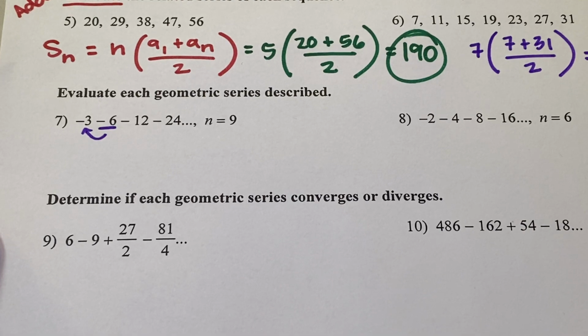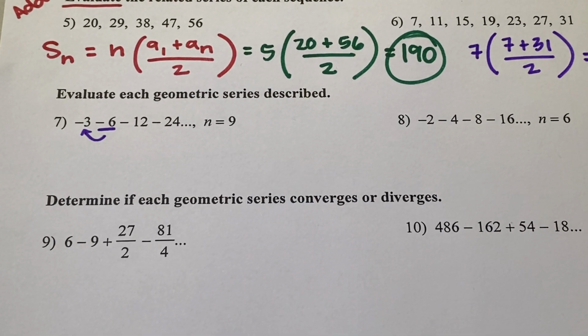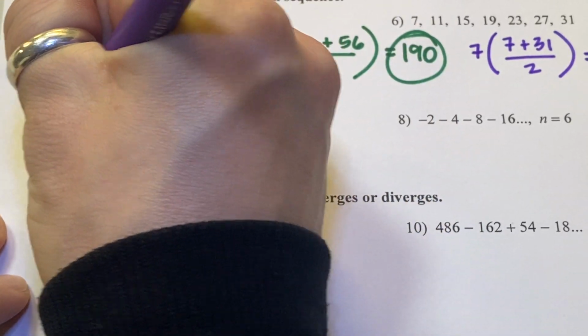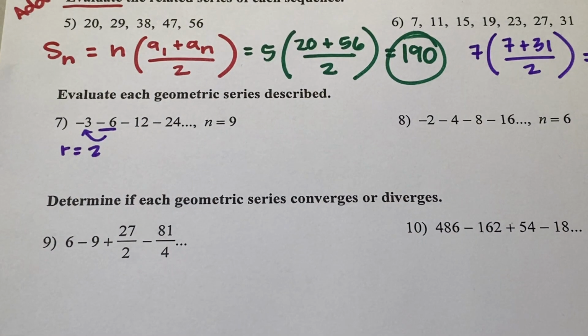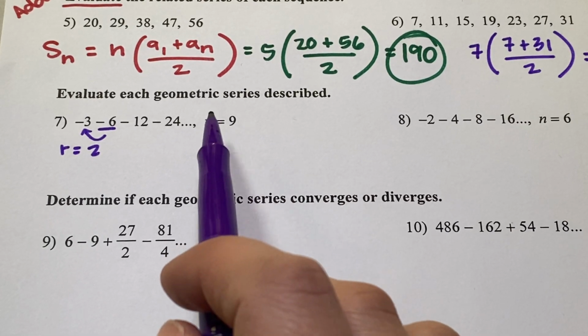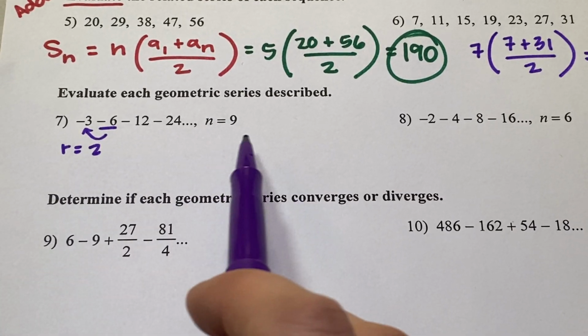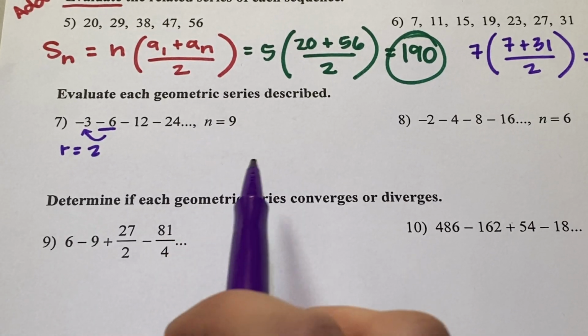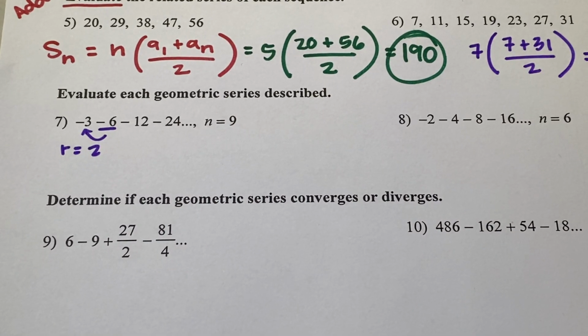Divide. Negative 2 over negative... positive 2. Okay, so my rate, R, equals 2. It wants us to find the sum up until the 9th term. It doesn't give us all 9 terms, but it wants us to find the sum of those 9 terms. Okay, and we can do that. We just need the formula. Are you ready for it?